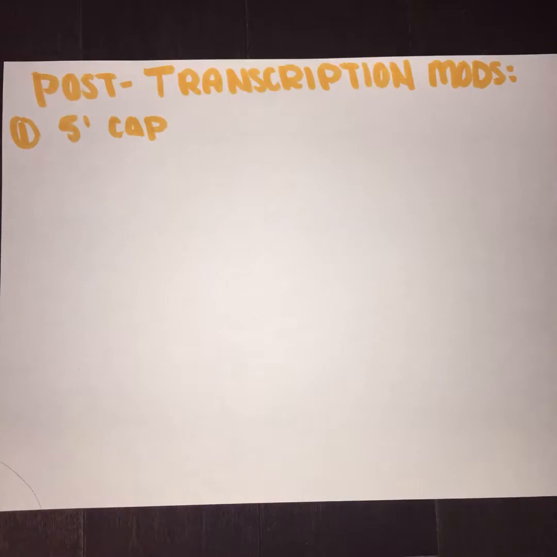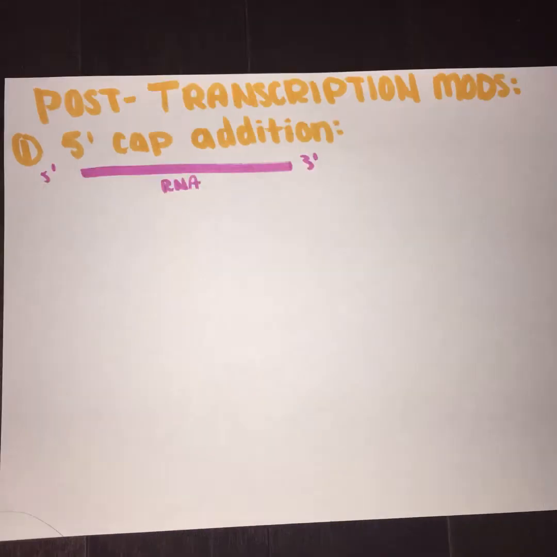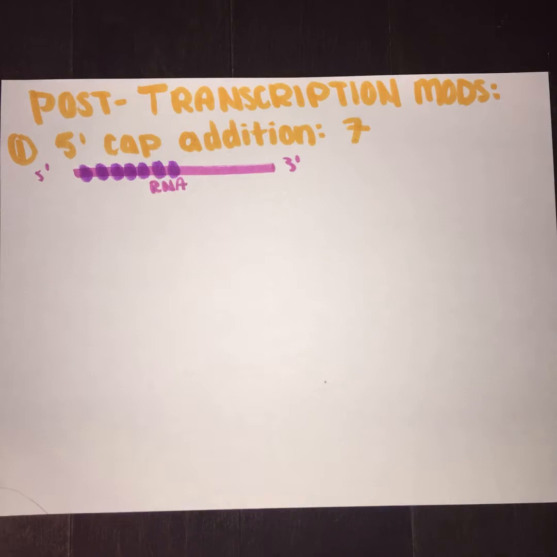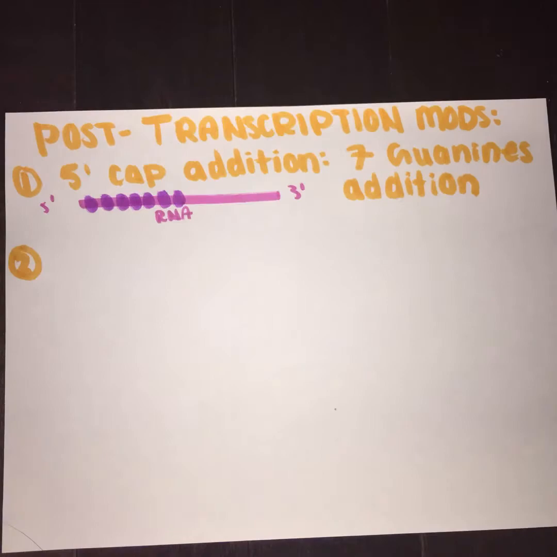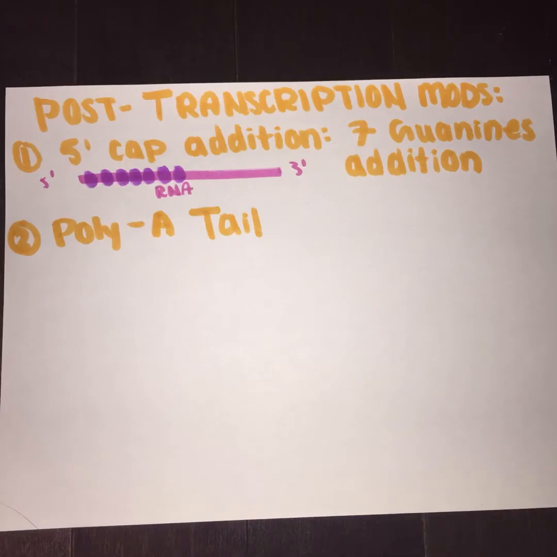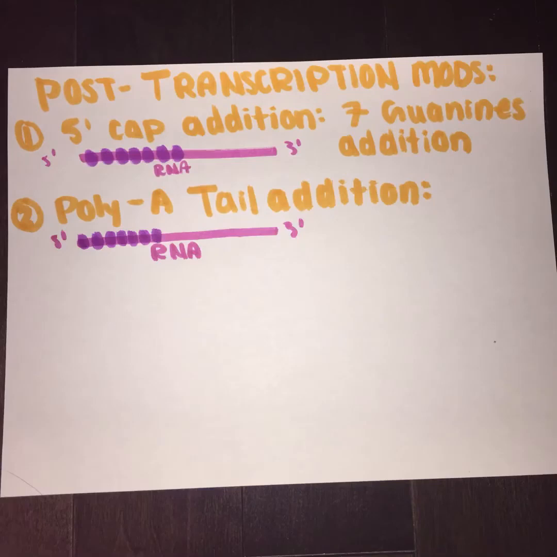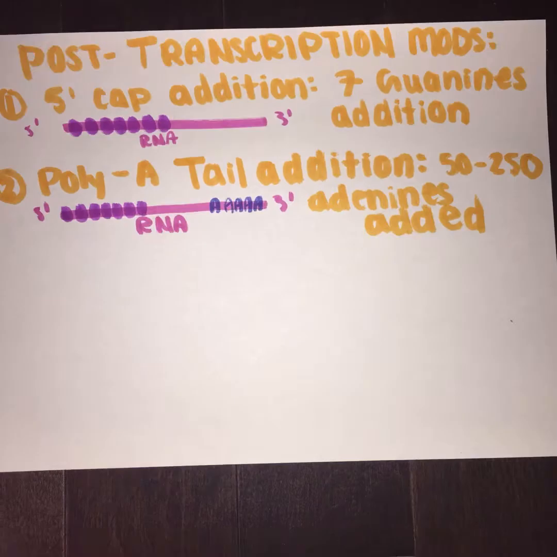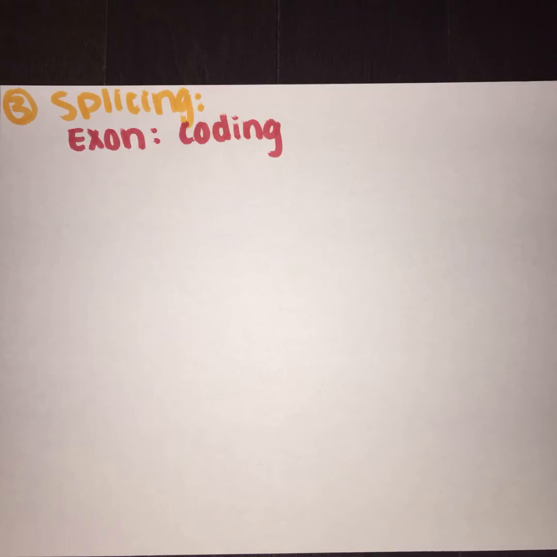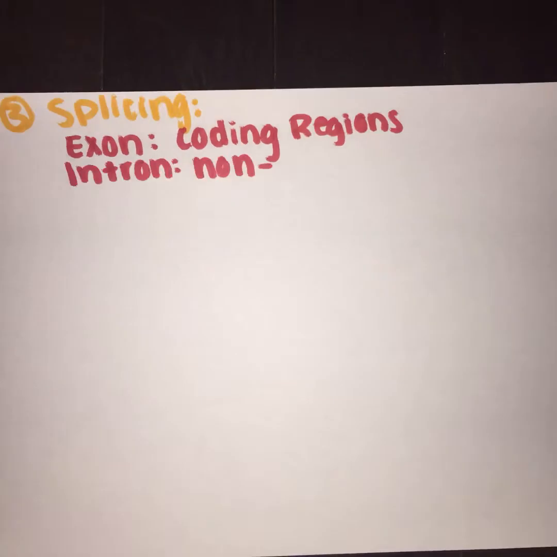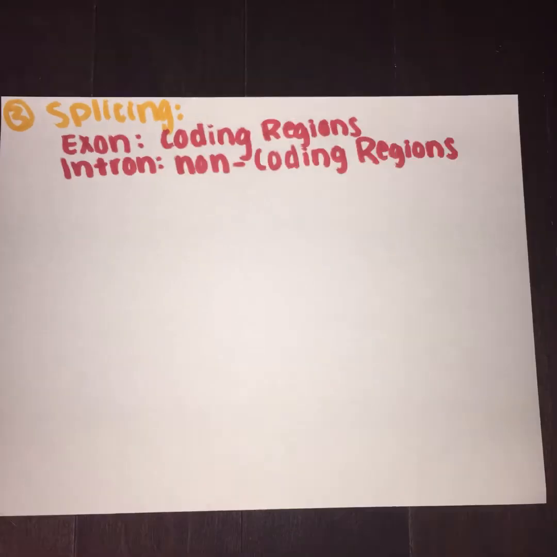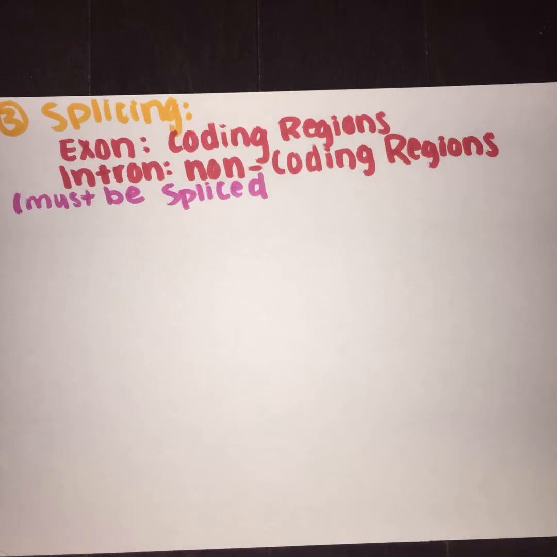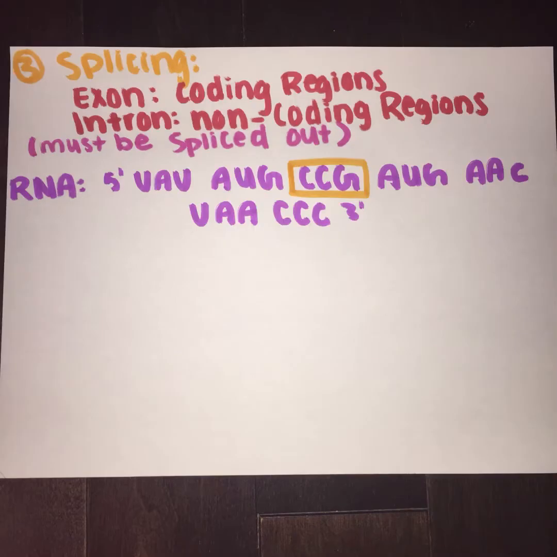The post-transcription modifications include a 5' cap addition to the 5' end, which is an addition of 7 guanines. Also, a poly A tail, which is an addition of 50 to 250 adenine nucleotides. And lastly, then comes splicing. Splicing is to keep the coding regions to leave the nucleus while the non-coding regions stay inside, which must be spliced out.